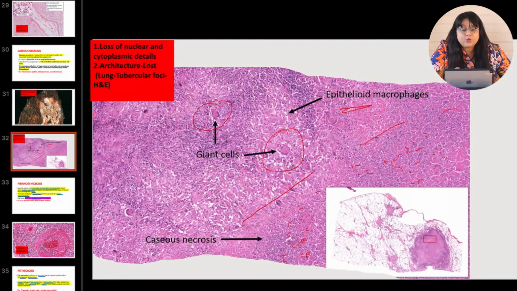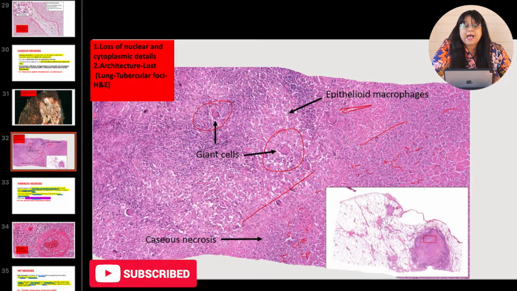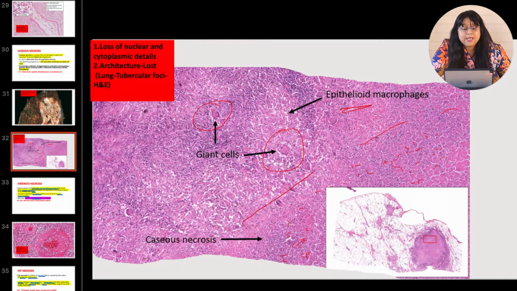So basically I'm showing you here that in caseous necrosis there is loss of both nuclear and cytoplasmic details, and the architecture is also lost, and in cases of tuberculosis or sarcoidosis it is accompanied by granulomatous inflammation. What do you understand by granulomatous inflammation? Granulomatous inflammation is a type of chronic inflammation which is characterized by caseous necrosis surrounded by epithelioid macrophages, giant cells and a cuff of lymphocytes.